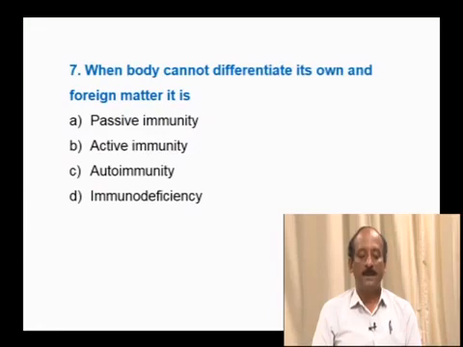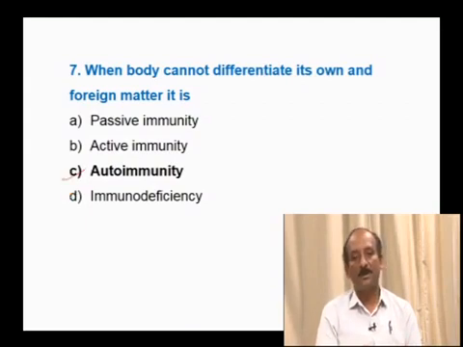When body cannot differentiate its own and foreign matter, it is passive immunity, active immunity, autoimmunity, immunodeficiency. When body cannot differentiate our own body cells and foreign matter, and the immune system of our body fights against our own body cells, that results in autoimmune disorders. Yes, the correct answer is autoimmunity. Examples of autoimmune disorders are rheumatoid arthritis, multiple sclerosis, and Graves' disease. Yes, the correct answer for this question is option C.